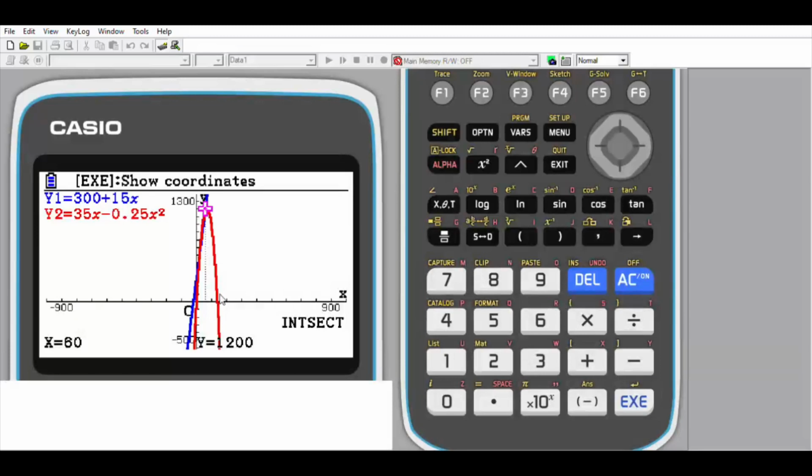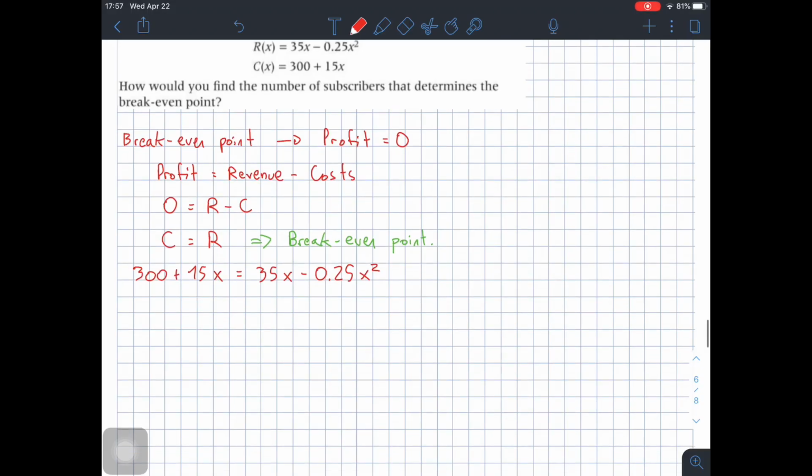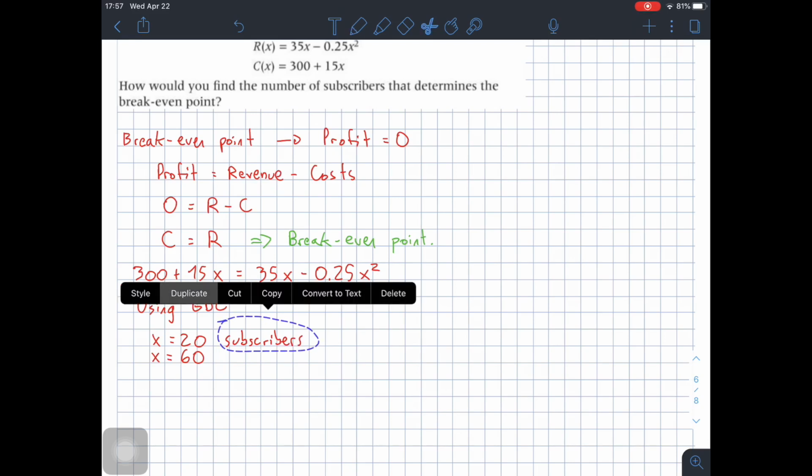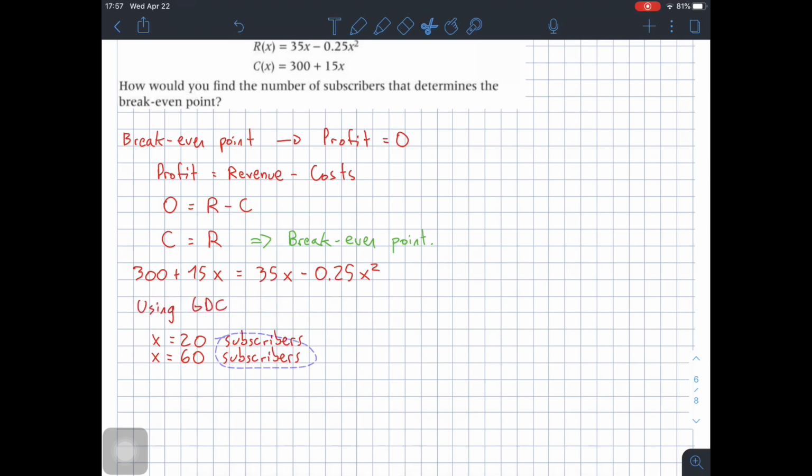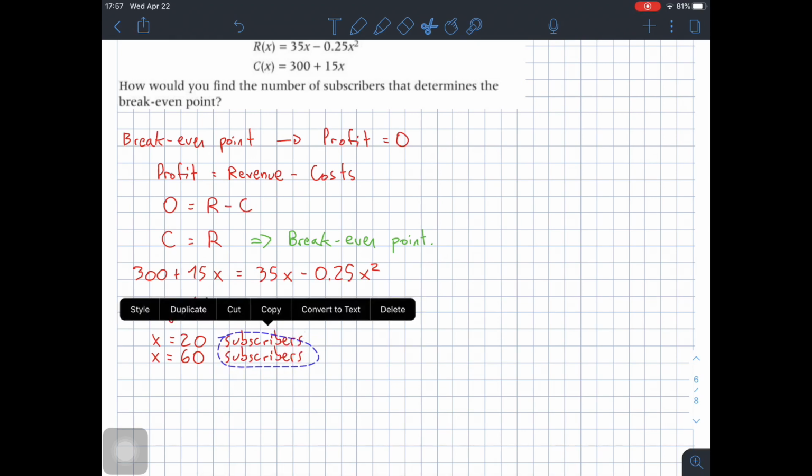So if I go back to the electronic assignment, I'm going to write the two values. So using GDC, we get that x equals 20 and x equals 60. For these two amounts of subscribers, I'm going to get a break-even point. So my profit will be 0, okay?